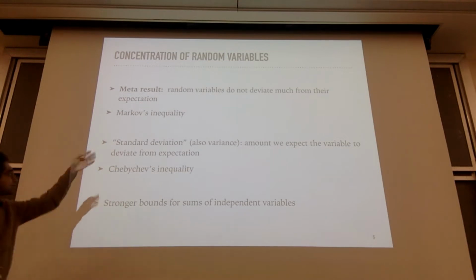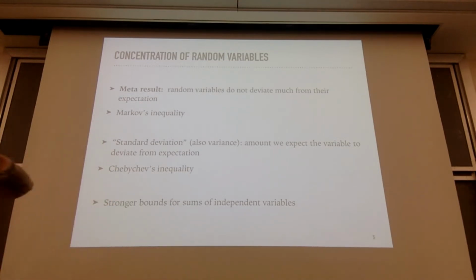In general, as I was saying, this concentration of random variables plays an important role. The meta result in this whole area of concentration, which is actually a big area by itself in probability, with books about concentration inequalities, is that random variables don't deviate too much from the expectation. And what do you mean by too much? Here is the question, and this depends on the random variable, of course, as you might expect.